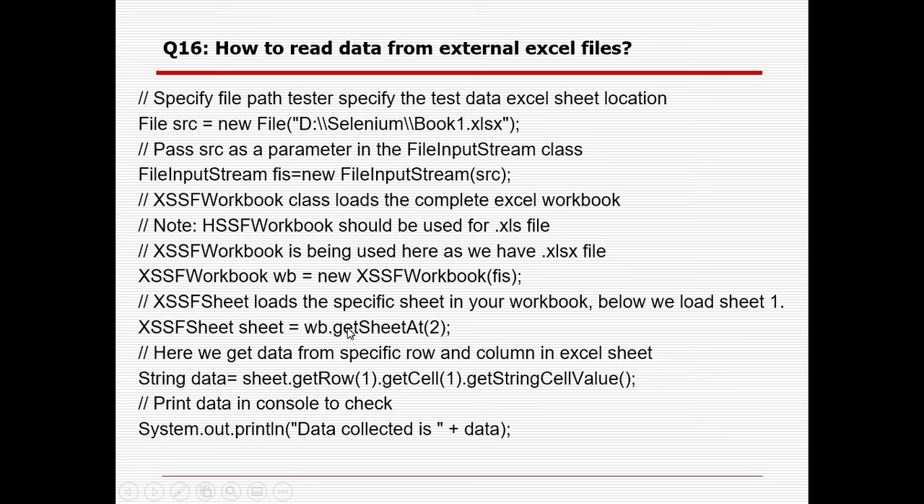Once your sheet is read, you can directly read the data from the sheet, or sometimes you can go to the row and then the cell. You can directly read the data with the help of the getRow, getCell and getStringCellValue methods. So first you go to the sheet, then you read the row and the cell, meaning the row and column combination, so that you go to a particular cell location, and from the cell you read the value, so you can retrieve the data.